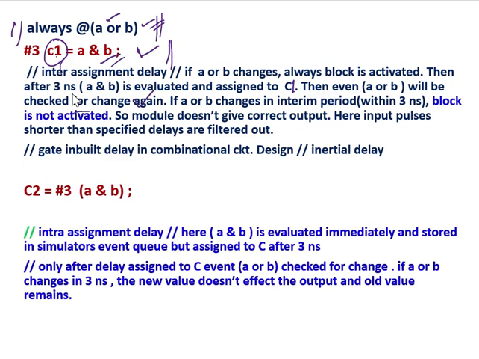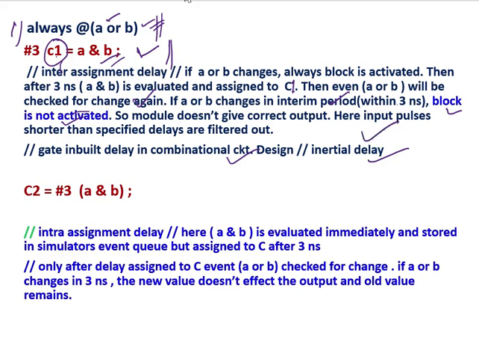If A or B changes in the interim period, within 3 nanoseconds, then the block is not activated, so the module doesn't give the correct output. Here, input pulses shorter than the specified delays are filtered out. I will give an example and you will understand this better. This kind of delay is also called gate inbuilt delay in a combinational circuit, or we can say inertial delay. This kind of delay is called inertial delay also.